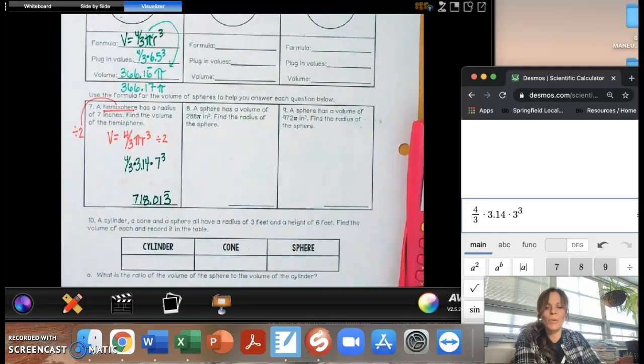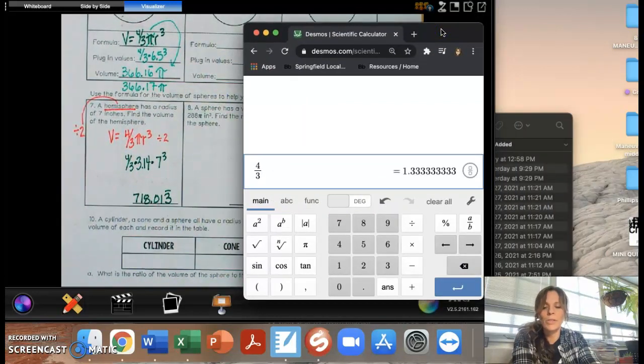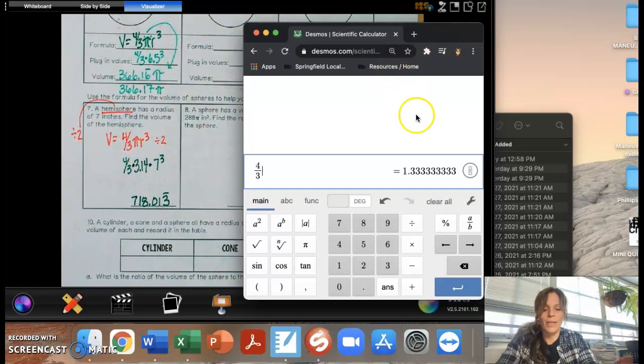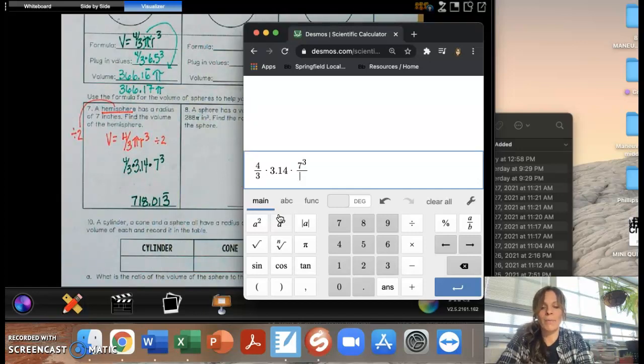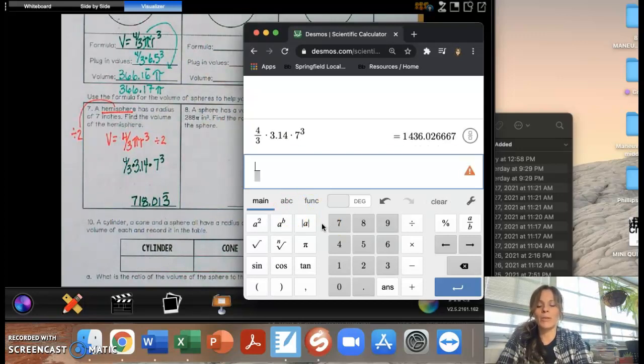But watch what happens when we use a Desmos calculator anytime division's involved. So there's my 4/3. If I type times 3.14 and then I hit times 7 to the third. Watch what happens when I go to hit divided. Even if I arrow over, if I hit divided by, it automatically only wants to divide that last number by 2. So you have a couple choices here. You can either hit enter, and then when you try to divide by 2, it's not going to let you rewrite that number, and you can see that number's pretty messy.